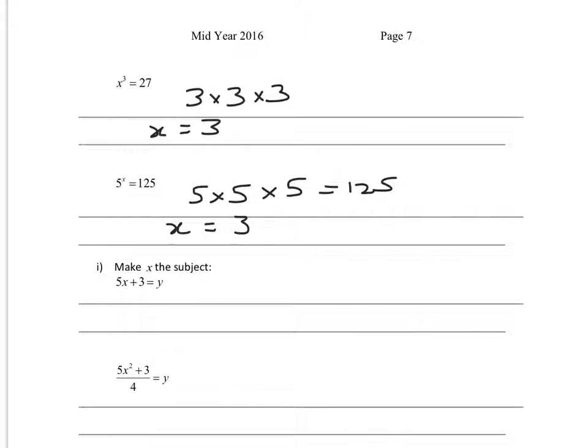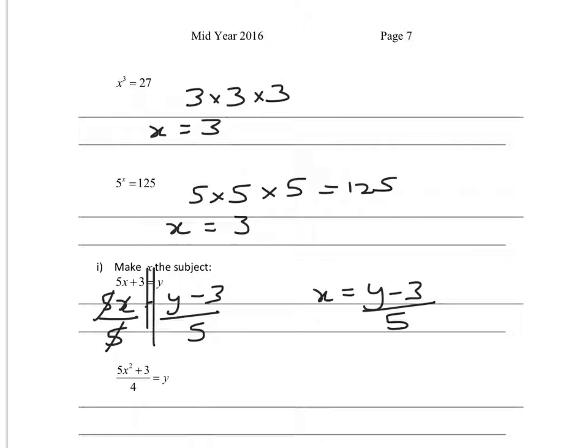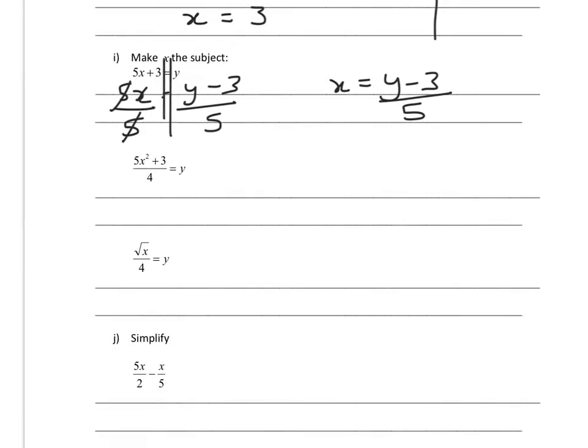Make x the subject. So this is rearranging. I want to end up with x equals. So with this one, we're just going to do the river again. 5x equals y minus 3. We'll take off 3 on both sides. We need to divide by 5 to cancel that 5 over 5. So x equals y minus 3 over 5. Going along further down the page.